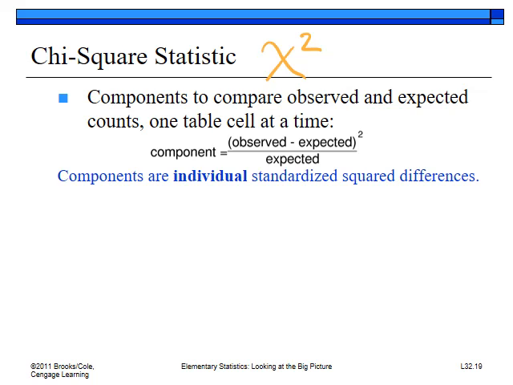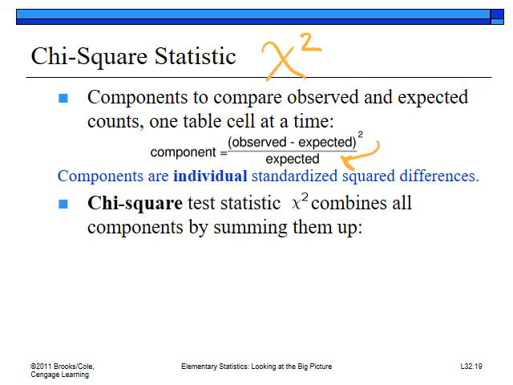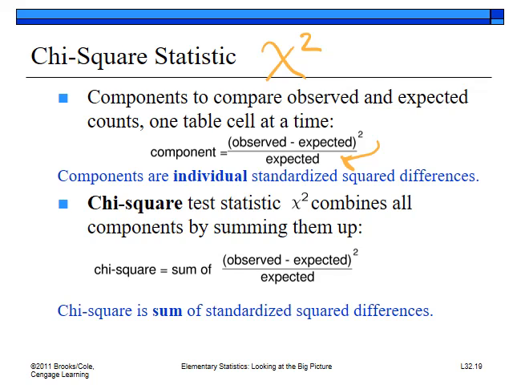You can think of each of these components as individual standardized squared differences. The standardization comes from dividing by the expected value. It's almost like we're looking at this as a percentage of the expectation. To get chi-square, we just add all the components up. So chi-square is the sum of the standardized squared differences.